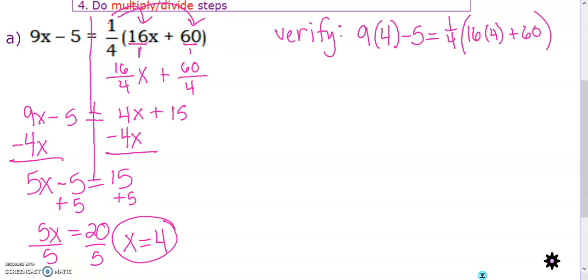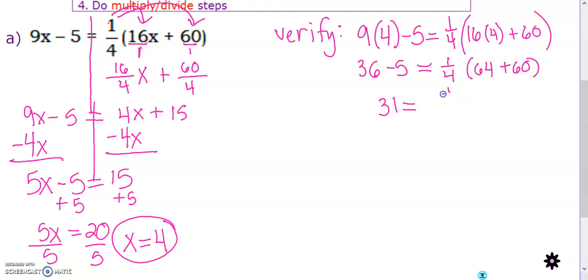On the left side, order of operations, 9 times 4 is 36 minus 5. I'm going to keep working on that left side and clean it up. So 36 minus 5 is 31. Let's see what we get on the other side. Work within your parentheses first. So I have 16 times 4. 16 times 4 is 64. So I have 1/4 parentheses 64 plus 60.